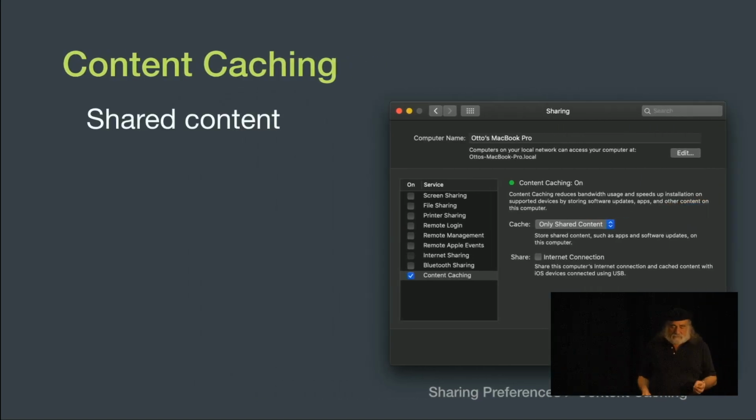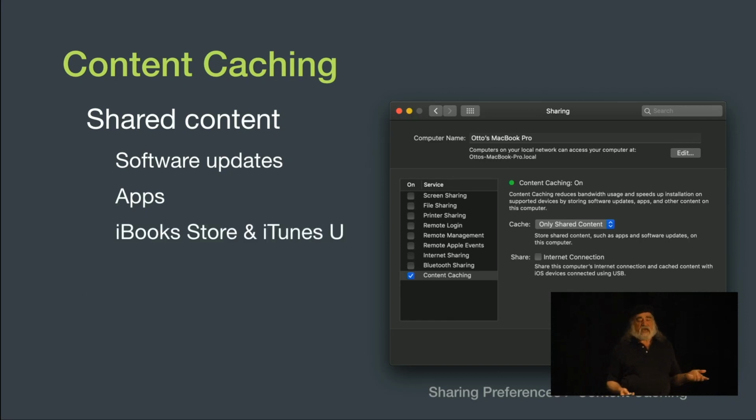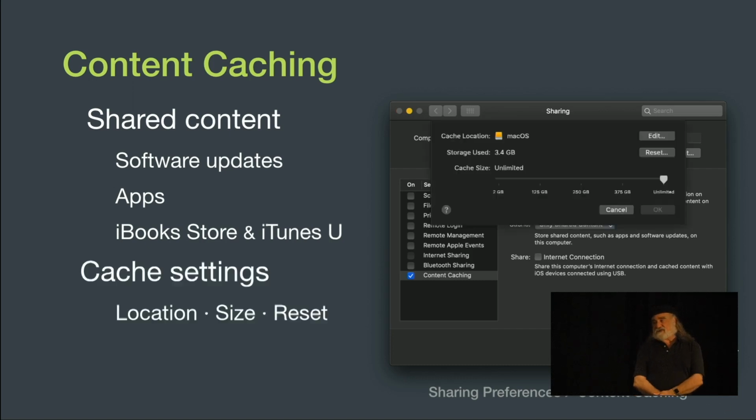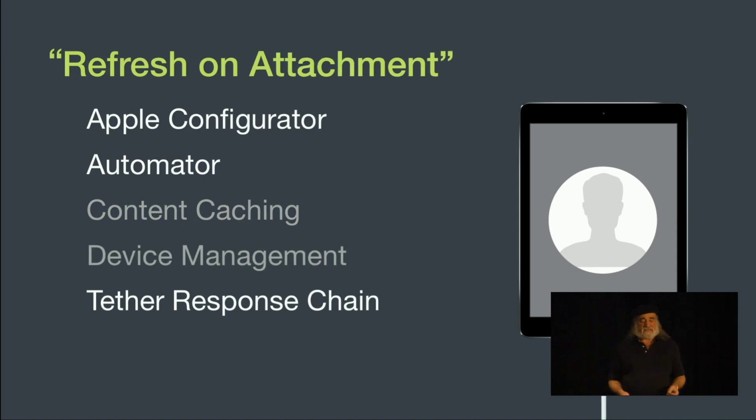In addition, the shared content could be software updates, it could be apps, it could be the iTunes Store and iTunes U content, some of those big, heavy books that they have that are interactive. And if you want to control the aspects of the cache itself, you click the Options button over there, and then you can set the location, the size, and you can even clear the cache with the reset. So everything you need is built into macOS. You don't have to go look for a solution or anything complex. You simply go to this one preference pane, you check one box, and you're pretty much done. That's our speed, right? Content caching.